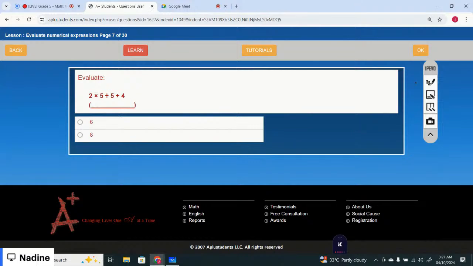Evaluate. 2 times 5 divided by 5 plus 4. So which is the correct option? 2 times 5 divided by 5 plus 4, which is the correct option?